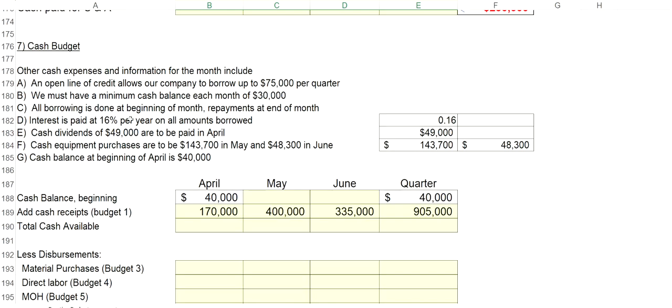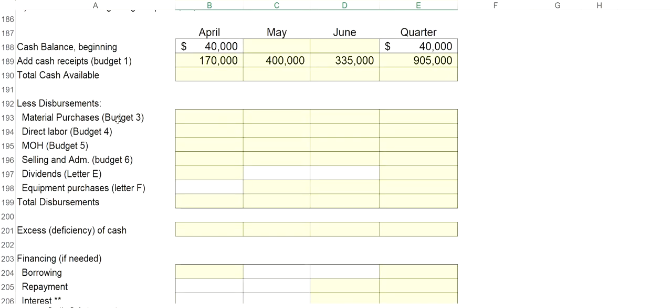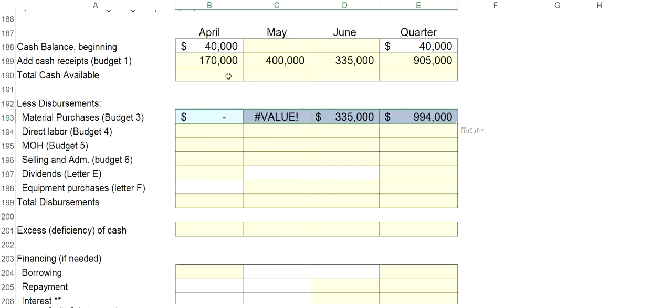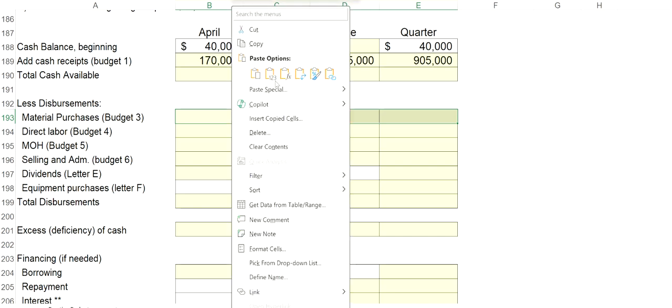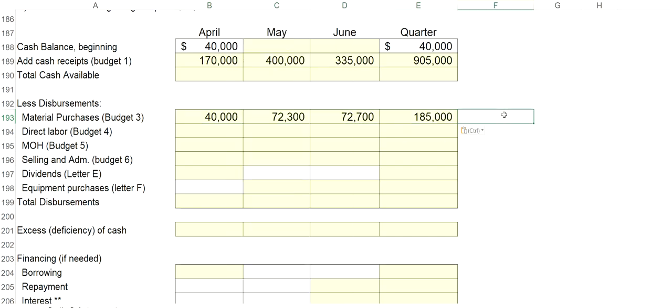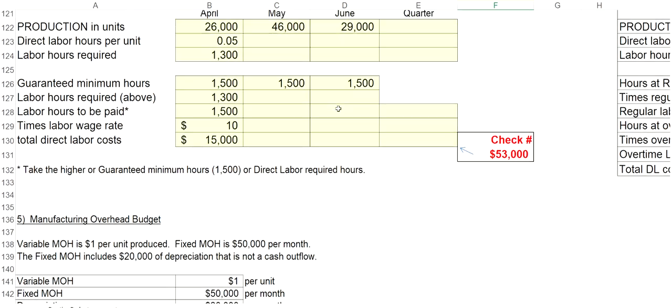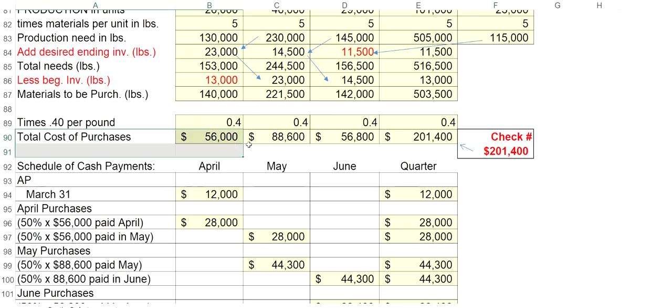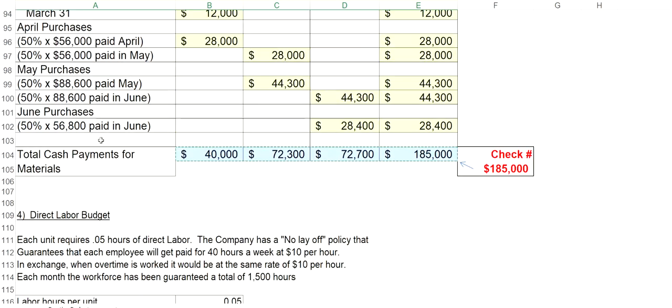So again, I'm on budget 7, my cash budget. Under disbursements, my material purchases, or I should say my materials cash outflows, are copied into the cash budget. Again, I want to point out that as you're looking at the material budget, don't take the cost of purchases, take the cash payments. When are you actually paying the cash for them?